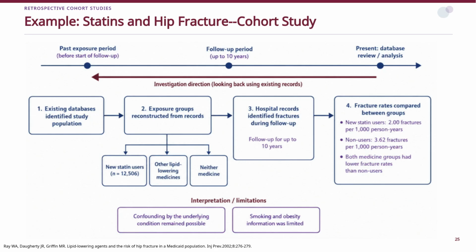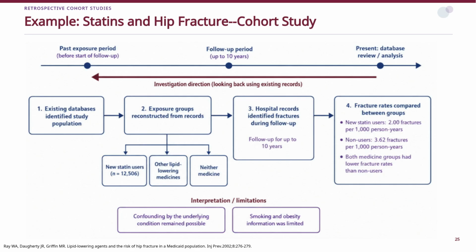For example, researchers studied whether statin use was associated with a lower risk of hip fracture. Statins are medicines used to lower cholesterol and prevent heart disease, but animal studies suggested that they might also protect against bone loss. Researchers used existing records from the Tennessee Medicaid program from 1989 to 1998. They compared three groups: 12,506 statin users, 4,798 users of other cholesterol-lowering medicines, and 17,280 people who used neither medicine. Hospital records were then used to identify hip fractures.